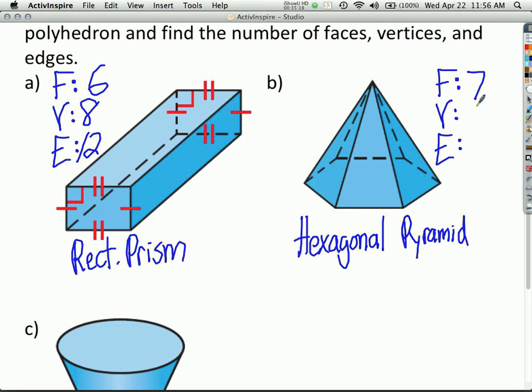How many vertices are there? Go ahead, John. 7. There are 7. 1, 2, 3, 4, 5, 6, and then 7. How many edges are there? How many edges? Could you hear? 12. You got 1, 2, 3, 4, 5, 6, and then 7, 8, 9, 10, 11, 12. There are 12. And if you add these together, you get 14, and add 2 to this, you get 14. And so Euler's theorem holds true.